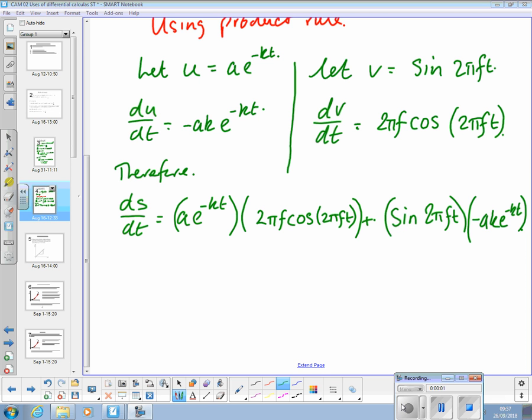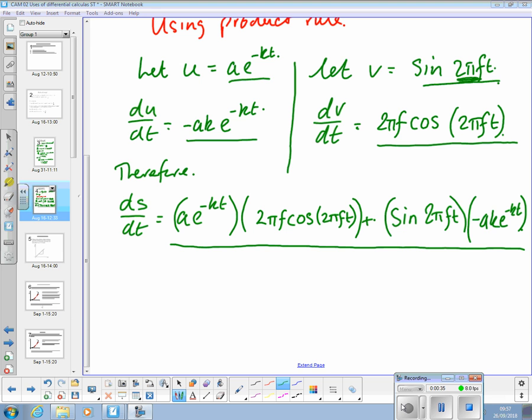Differentiate using the product rule, you should end up with that. So I've let u equal a e to the minus kt, which differentiates to minus ak e to the minus kt. All get that bit? And then let v equal sine 2 pi ft. The constant a here is the 2 pi f bit, so that comes outside, and differentiating changes the function to cosine. Bring all that together, you end up with that lot.